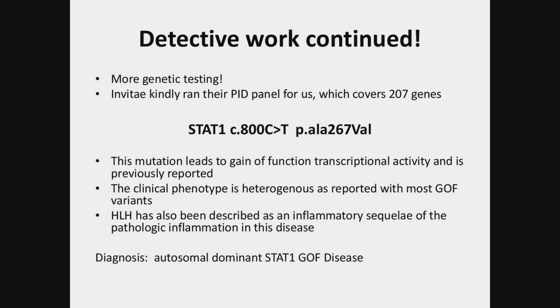So at that point, we sort of continued our detective work and decided to send more genetic testing. MVT was very kind to run their PID panel for us, which covers 207 genes, and it came back with a heterozygous mutation in STAT1. This mutation is in the coiled-coil domain, which is near residues that are really important for dephosphorylation of the STAT1 molecule. And so the mutation leads to gain-of-function transcriptional activity.